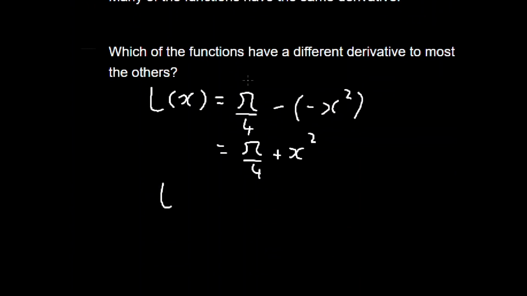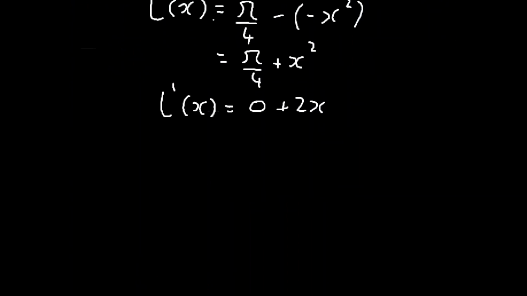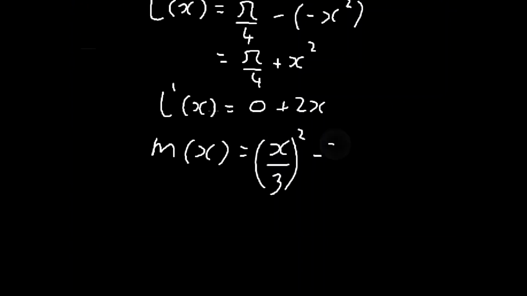This guy here becomes a 0 plus 2x. That's it. So that 2 comes down. And now, finally, we have the next part of the question, which is asking about m. And this is asking what is x squared on 3 minus 7. Let's simplify this. So it becomes x on 3 squared.